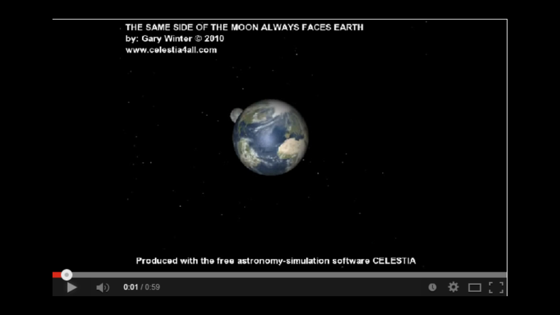Okay, so the moon spins on its axis at the same rate as it revolves around the earth. Now write in your notes that we call this phenomenon tidal lock. It means the Earth has the moon locked as it orbits.